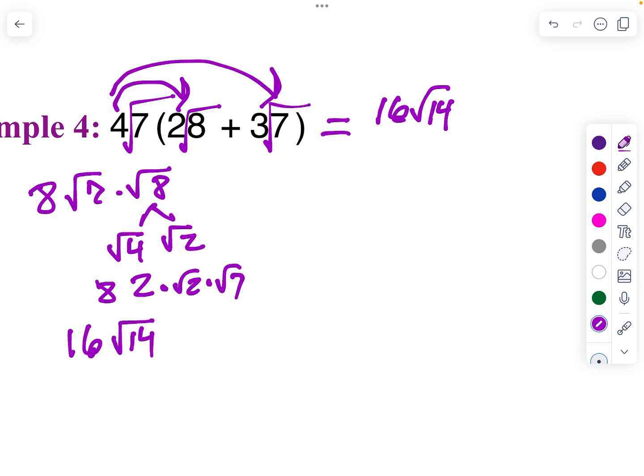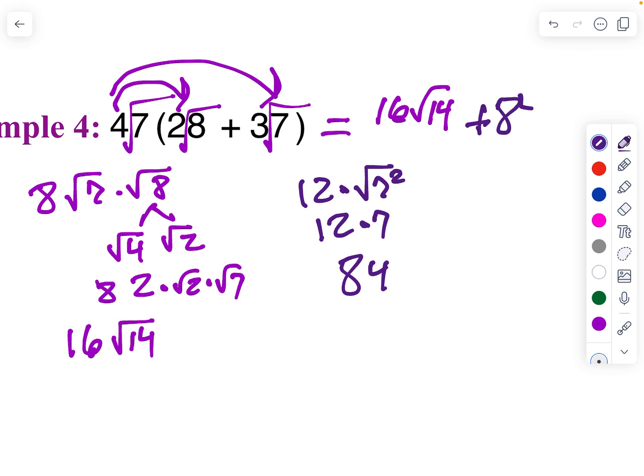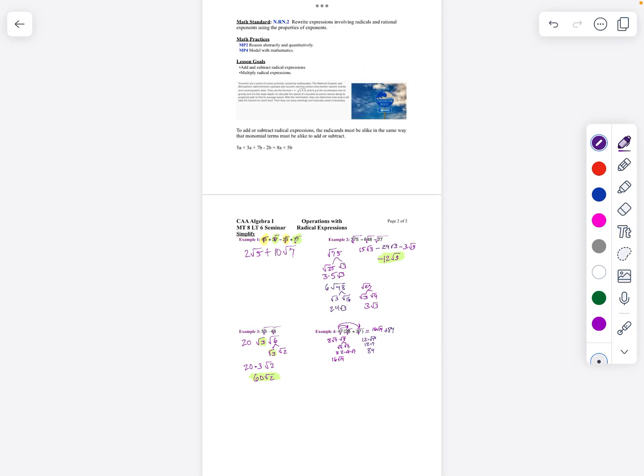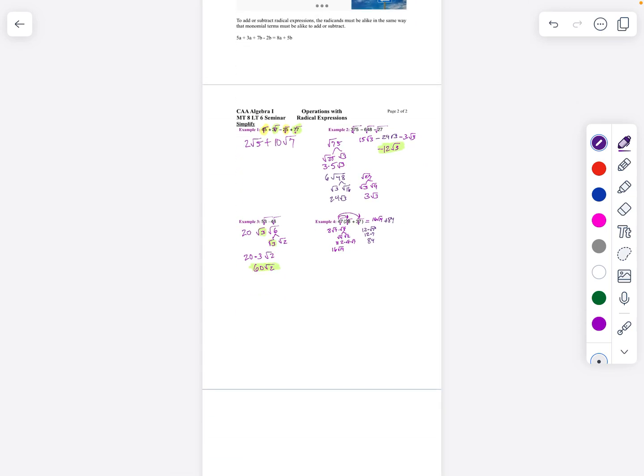Now I'll do the same thing in the next one. Oh, look how nicely that works out. 4 times 3 is 12 times the square root of 7 squared. So that's 12 times 7, which is 84. So it's 16 times the square root of 14 plus 84. And there is operations with radicals, short and sweet, in one seminar. Woohoo!